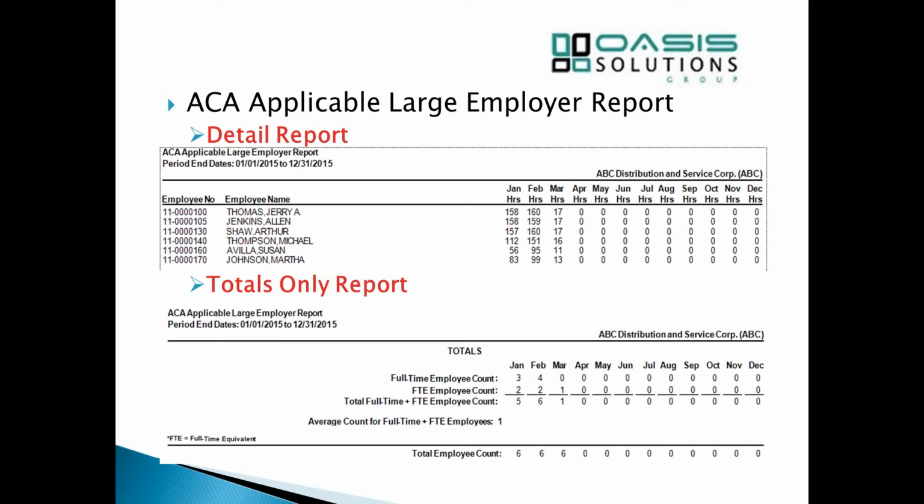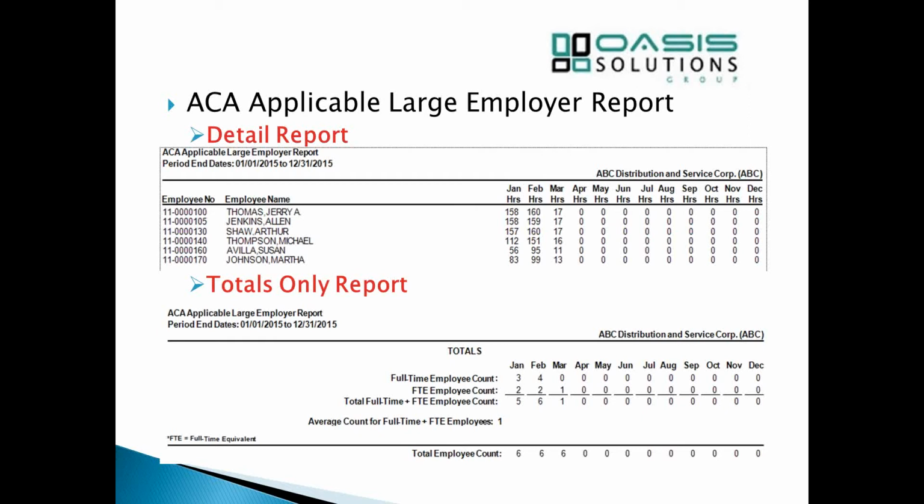Notice in February, one of our part-time employees from January worked more hours and then became a full-time employee for the month of February. And so we see in February that the number of employees that worked full-time, 130 or more hours, became 4. And then the remaining 2 employees were then calculated and rounded to a full-time equivalent of 2. So for the month of February, I actually had 6 employees for the total on the full-time plus full-time equivalent count.